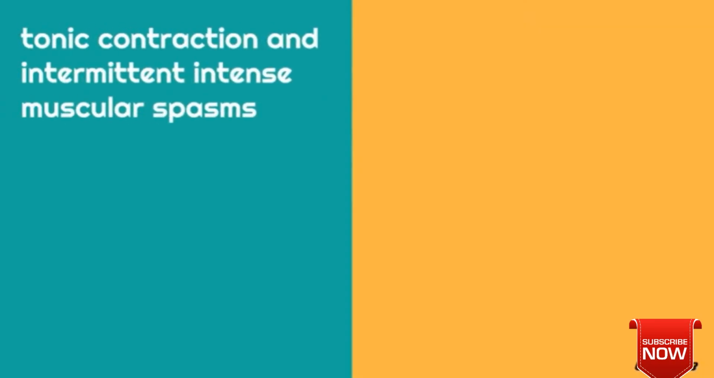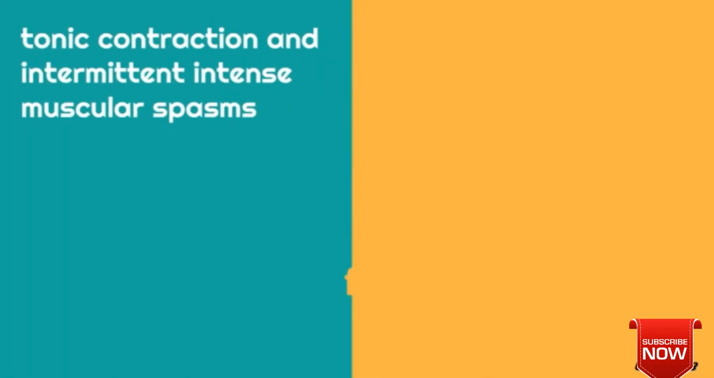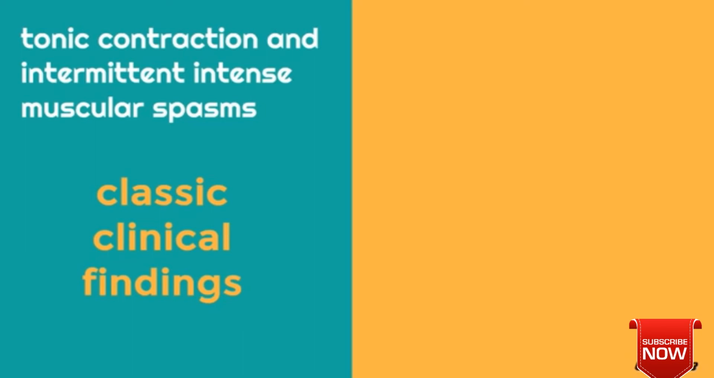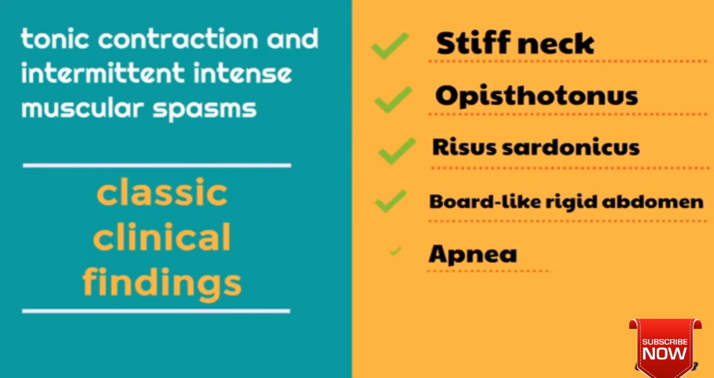Since patients with tetanus have no impairment of consciousness or awareness, both the tonic contractions and spasms are intensely painful. Tonic and periodic spastic muscular contractions are responsible for most of the classic clinical findings of tetanus, such as stiff neck, opisthotonus, risus sardonicus, a board-like rigid abdomen, periods of apnea, or dysphagia.